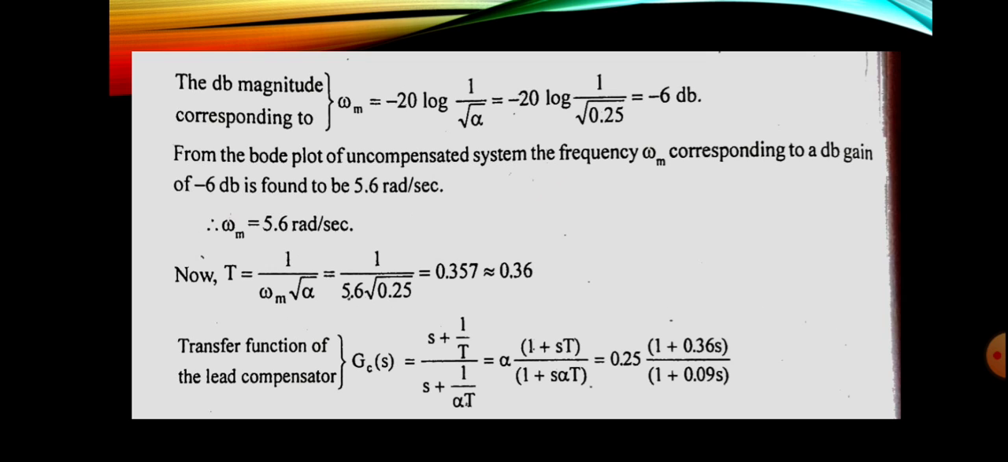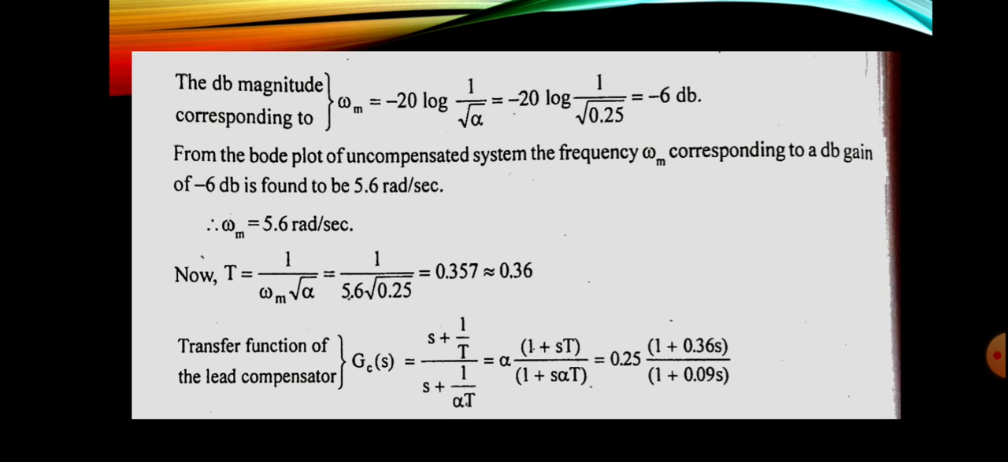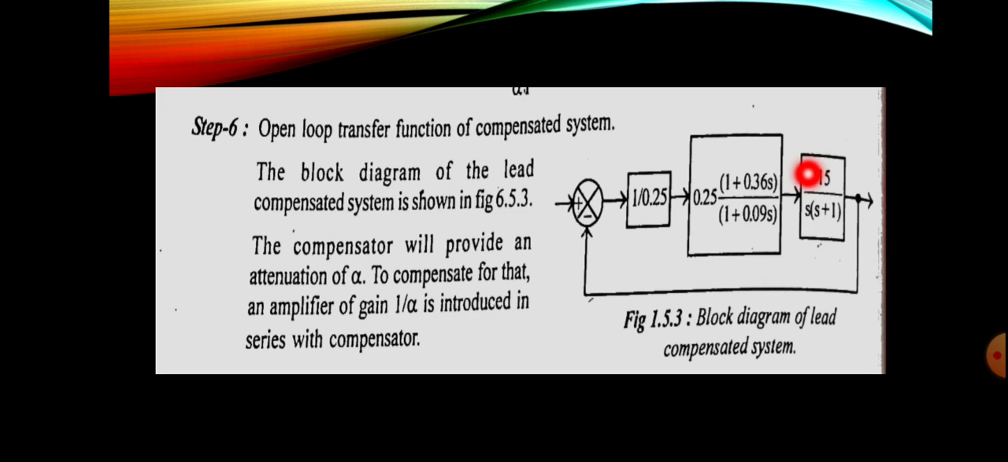Now you can draw the complete system using the equation 1 by alpha into this equation, that is this one. 1 by alpha and this will be connected in series to the original transfer function. Okay, so the open loop transfer function for the compensated system is obtained by the multiplication of this one. Here 1 by 0.25 is provided because there will be some attenuation. For avoiding that attenuation, we are providing this 1 by alpha here.